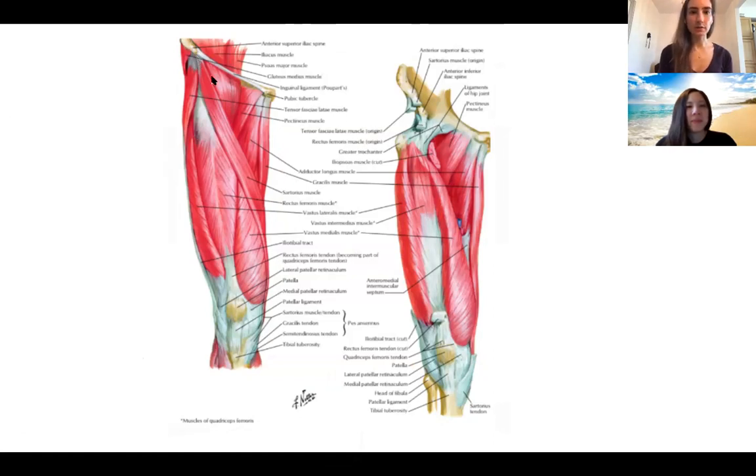The sartorius, as you can see, originates up here and then travels down and inserts at an area called the pes anserine. You can see they pointed that out there. There are other muscles. We have the rectus femoris.